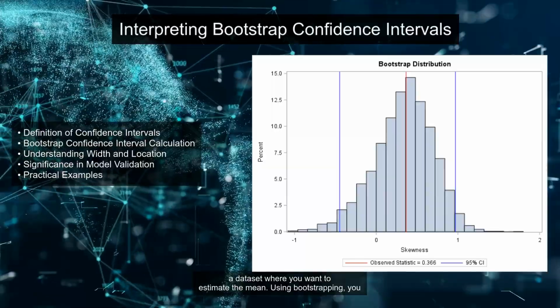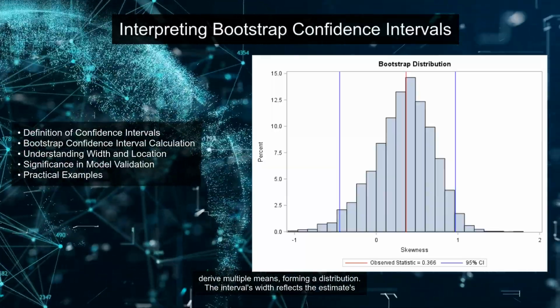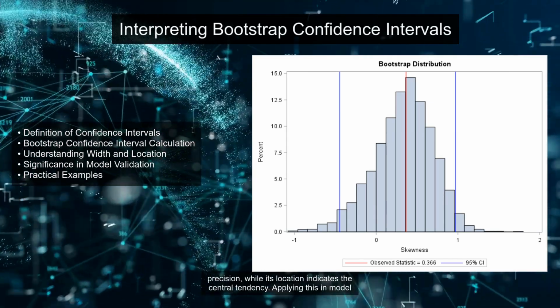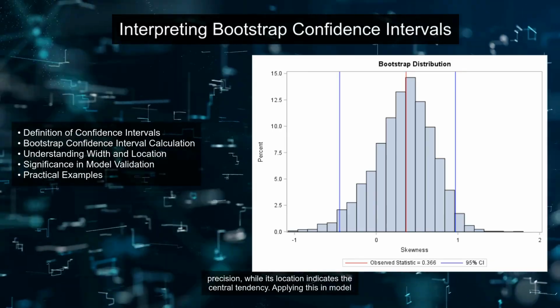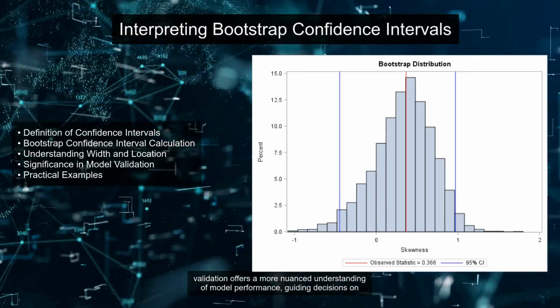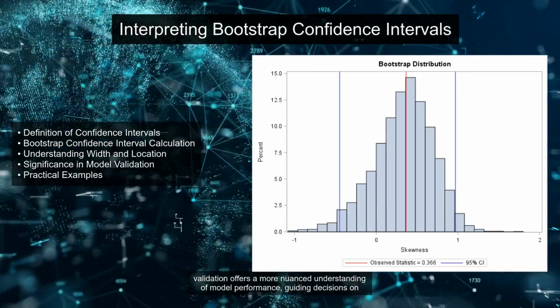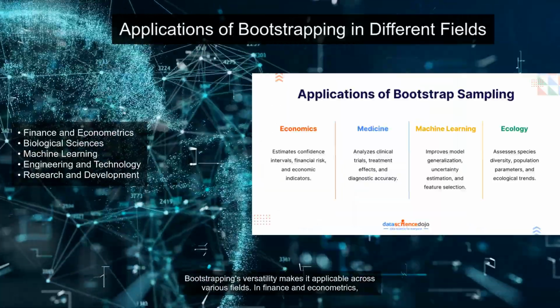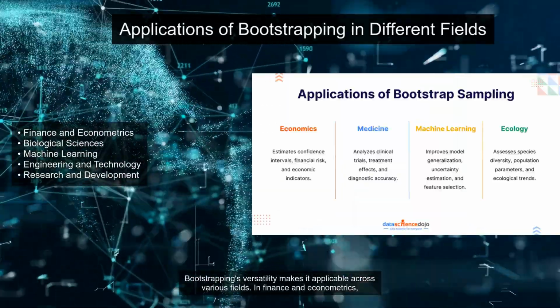Consider a dataset where you want to estimate the mean. Using bootstrapping, you derive multiple means, forming a distribution. The interval's width reflects the estimate's precision, while its location indicates the central tendency. Applying this in model validation offers a more nuanced understanding of model performance, guiding decisions on model improvements and ensuring robust validation practices. Bootstrapping's versatility makes it applicable across various fields.